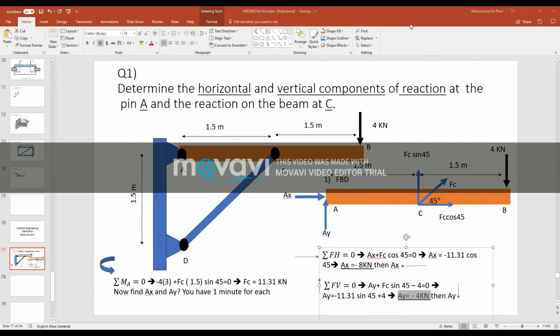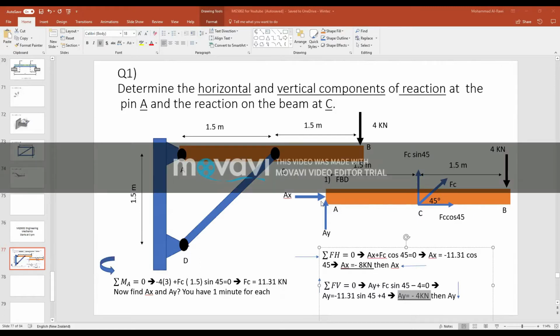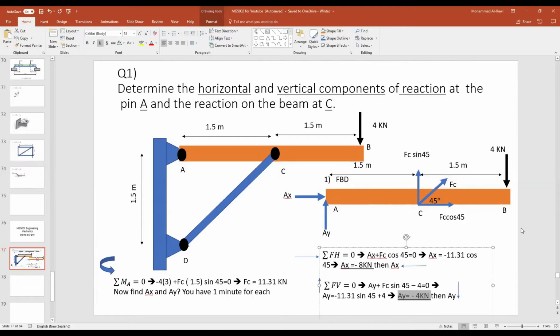I have a question now saying, can I say that it is 8 kilonewtons tensile for AX? Technically, if it's tensile, yes, you can say that, because as we say, if the force arrow is leaving the point, it's tension. If it's going towards the point, it's compression. Yes, you can do that. That's also acceptable. That's what we learned, and that's what we have been doing since we started this course.